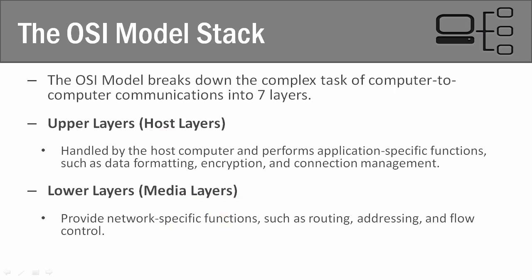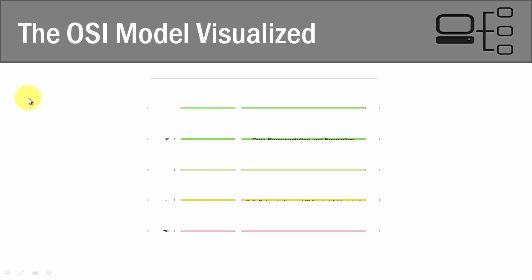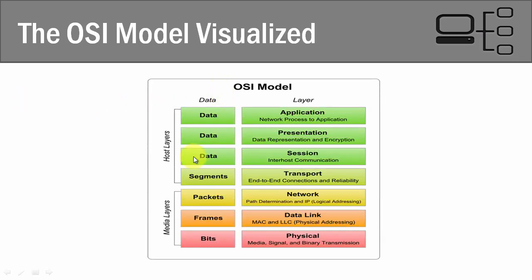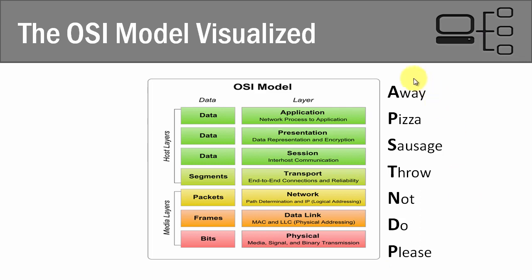Now, let's do a review of what the stack looks like. Remember, we have 7 different layers. We have our host layers on the top, and we have our media layers on the bottom, meaning our network layers. And remember, we have this nice little phrase to help us remember what these different layers are called. And it is, please do not throw sausage pizza away. And remember that everything links together.